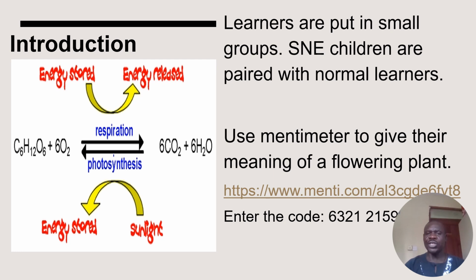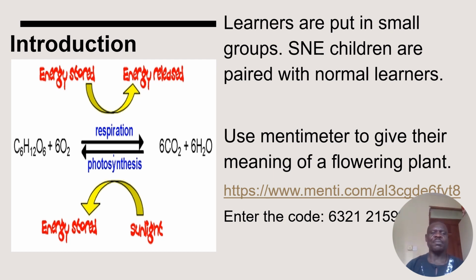Now, going to our lesson of today. In your groups, I want you to use the Mentimeter to give me the meaning of a flowering plant. And so you will enter the word menti.com and search it on Google, and then you will enter the code that is displayed on the screen. And when you get there, there is a question that I've put for you. In one word, write the meaning of a flowering plant.